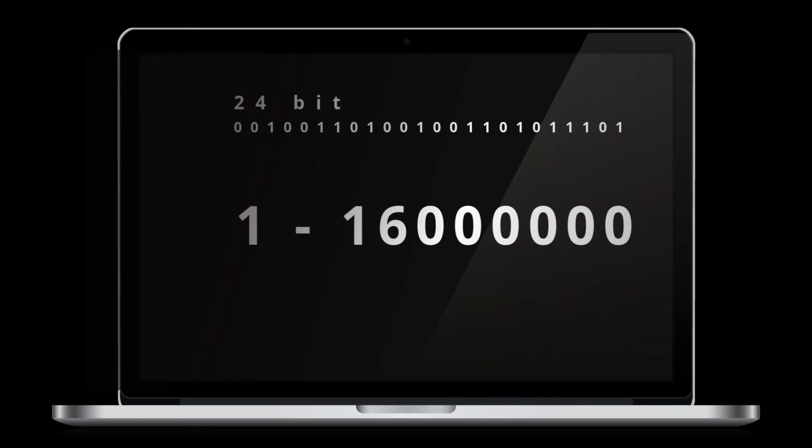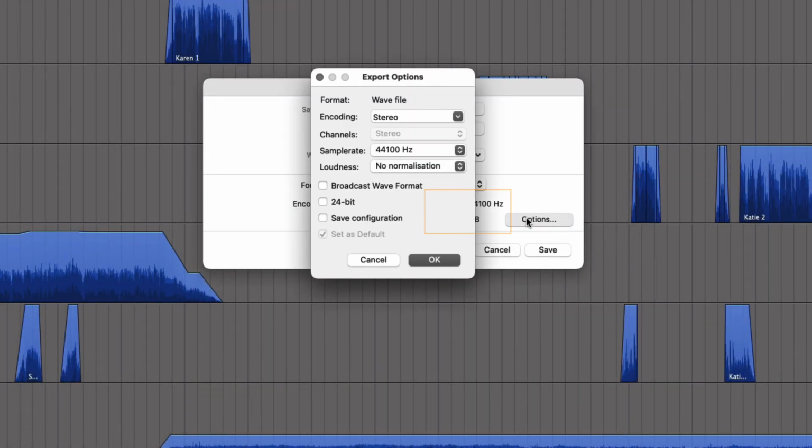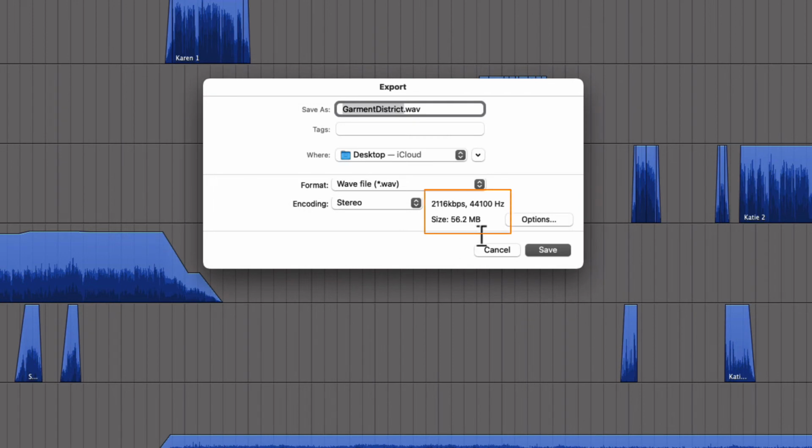But it comes at a cost. The bigger the numbers are, the larger the files become. So if file size is no problem, then you might consider it. In reality, not many can hear the difference.